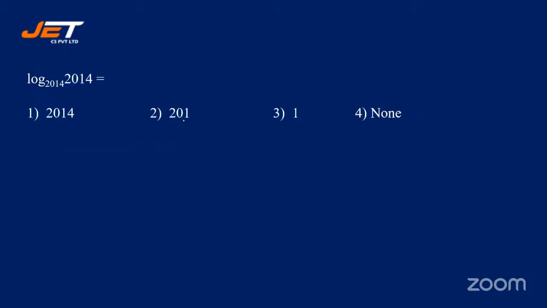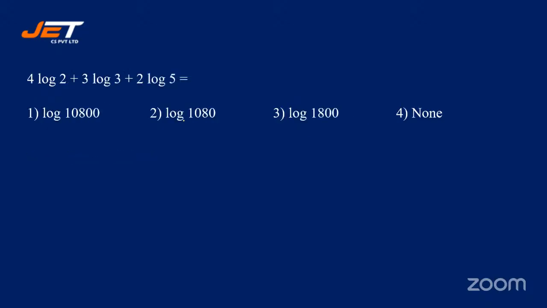Log 2014 base 2014. Log A base A is 1, option 3. Even if it is log 1 crore base 1 crore, it is also going to be 1. All right, see the next question.